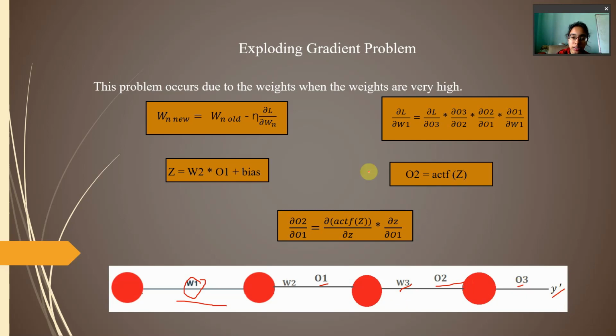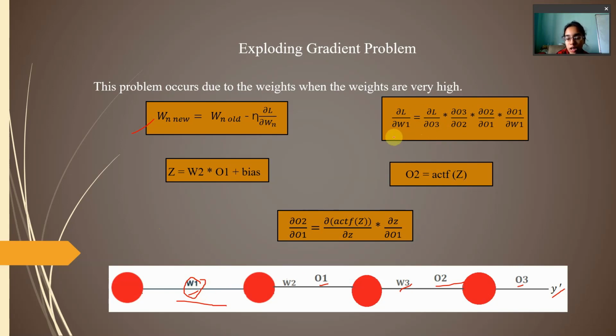Now we already know this equation, that is Wn new is equal to Wn old minus eta into del L by del Wn. So this is our formula for weight updation. It is already known to us. Now let us consider that we want to update the weight W1. Let the weight W1 be initialized to some high value. Suppose the weight is initialized to 600 or 500, it can be any value, but it should be very high. Suppose it is initialized to 600, and we want to update this weight.